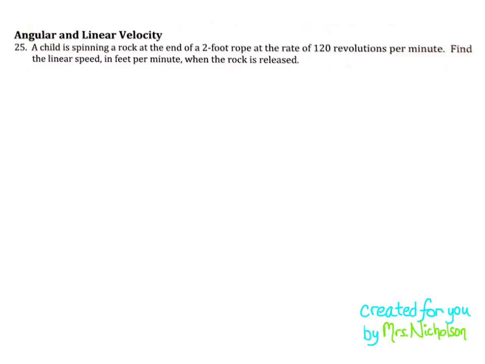Finally, angular and linear velocity. We have a child spinning a rock at the end of a 2-foot rope at the rate of 120 revolutions per minute. Find the linear speed in feet per minute when the rock is released. Now remember, on these angular and linear velocity questions, we always want to start with the rate that is given to us. And in this case, I've got 120 revolutions per minute. And I want to convert this to feet per minute.